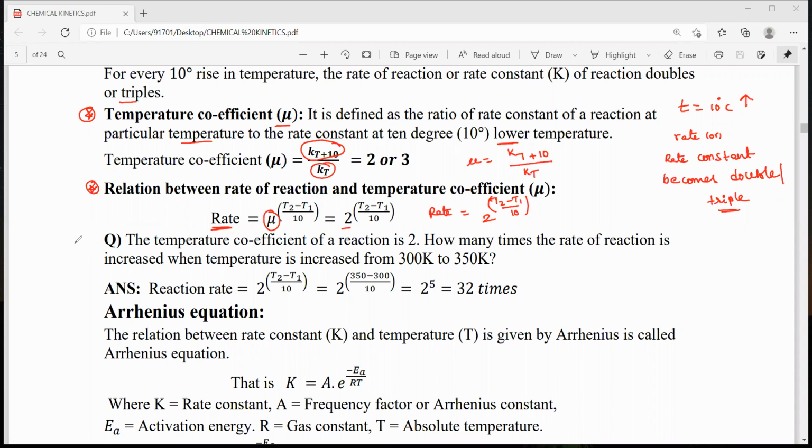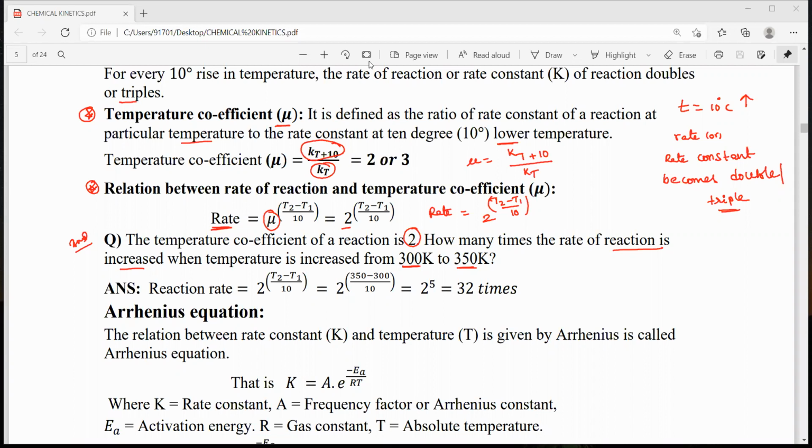Let's see one related important question, dear students. The temperature coefficient of a reaction, nu, is equal to 2. How many times is the rate of the reaction increased when the temperature is increased from 300 Kelvin to 350 Kelvin? So the temperature is increased from 300 Kelvin to 350 Kelvin, meaning the temperature is raised by 50 degrees centigrade or 50 Kelvin. Then they ask how many times the rate will be increased. This kind of question is very, very important, dear students.